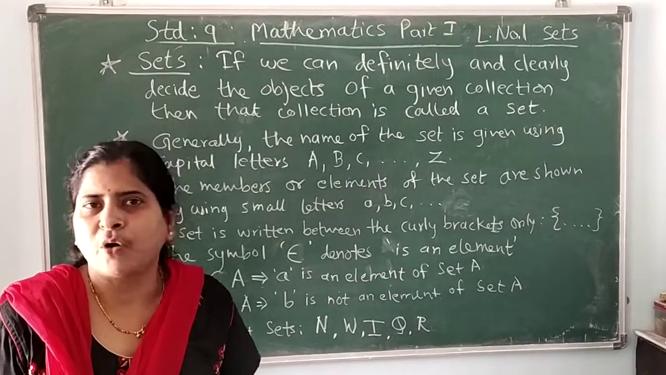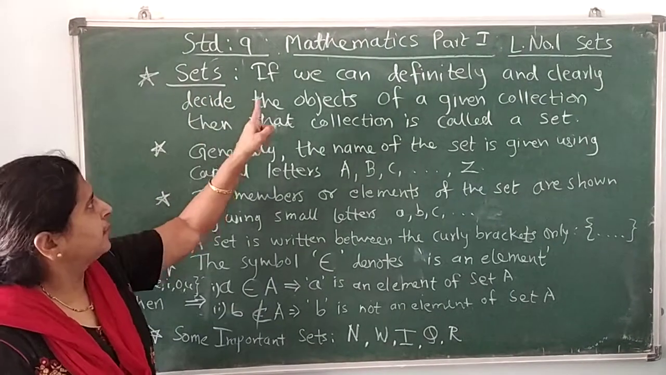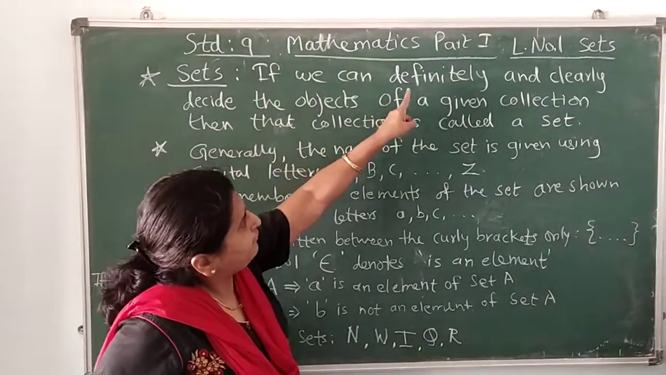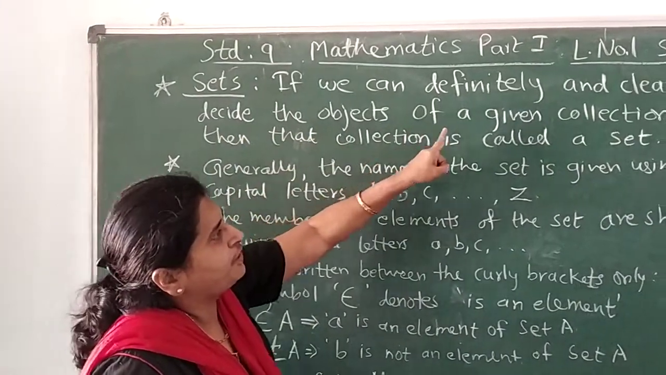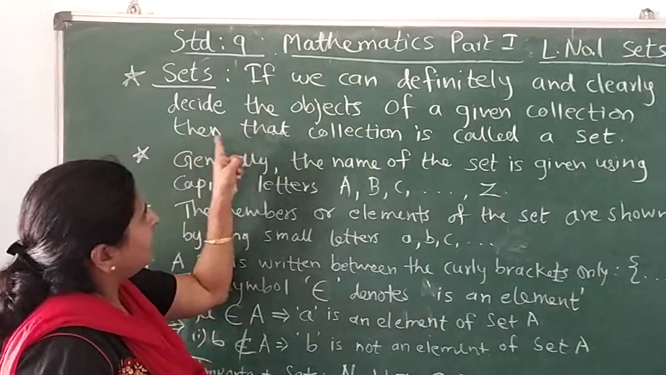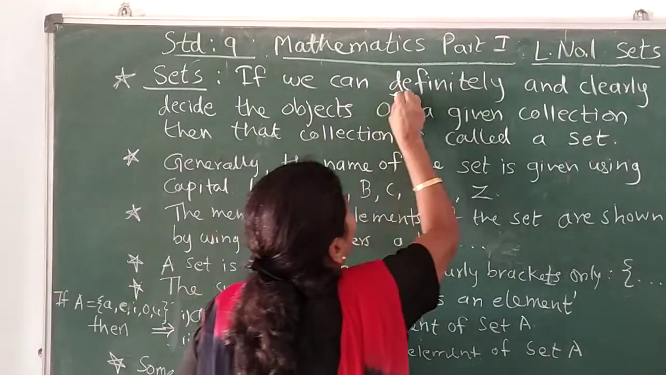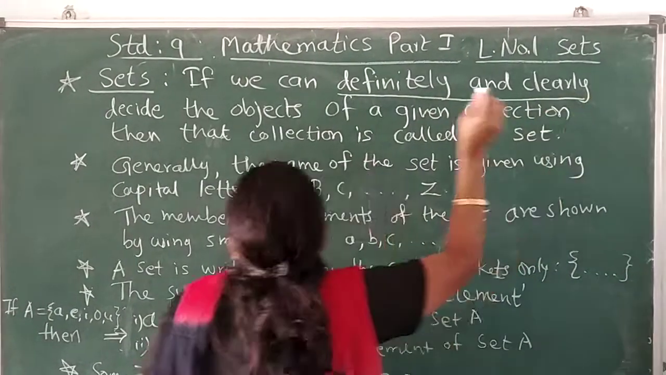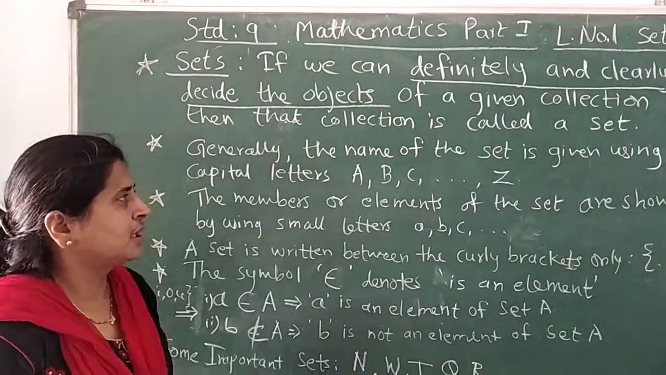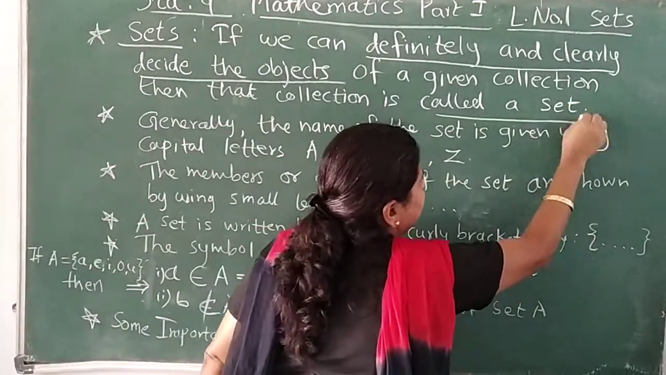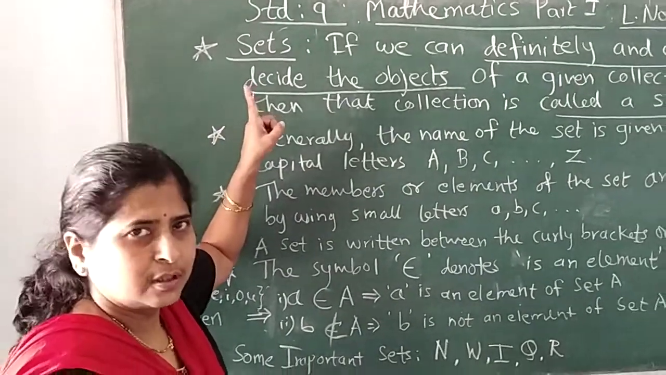Let's study more about sets. As we have seen, a set is a collection where we can definitely and clearly decide the objects of the given collection. Then that collection is called a set. So the most important thing is that we should be able to definitely and clearly decide the objects of the given collection. Then and only then it is called a set. So this is about sets.